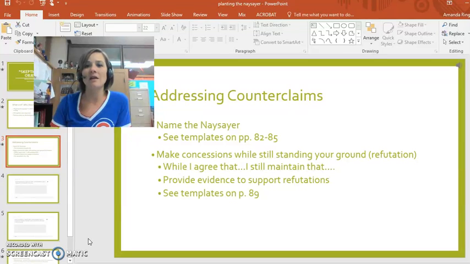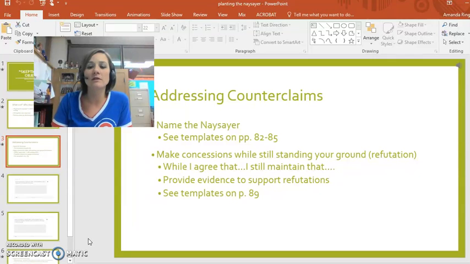So if you think of it as kind of a debate, you're going to start your essay by sharing your opinion. Then the opposing side or the counterclaim gets a chance to talk. Then you get a chance to offer your rebuttal. So you would start your rebuttal by agreeing with some of it, but then ultimately you need to refute and show why your position is actually the better position.